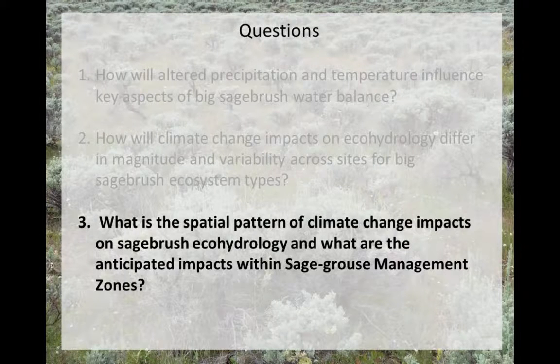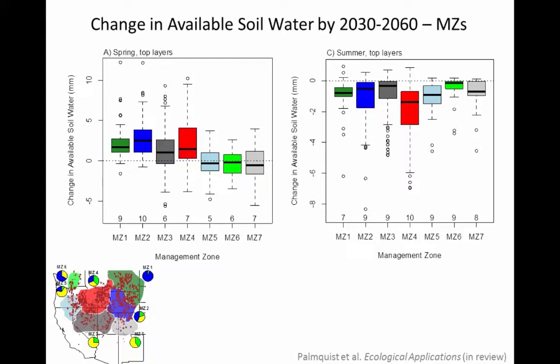Okay, and then the last question in this section of the talk is understanding how climate change impacts on soil water might emerge in the future spatially. Again, we're going to use those sage-grouse management zones to summarize those results. I have the inset map that I described to you earlier here so you can remind yourself where each of these zones is. This is data for available soil water by mid-century, and we're showing changes again, so increases are above 0 and decreases are below 0.